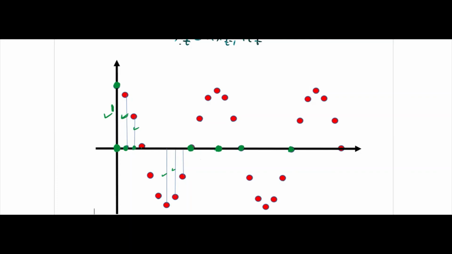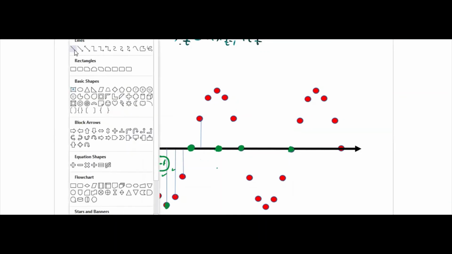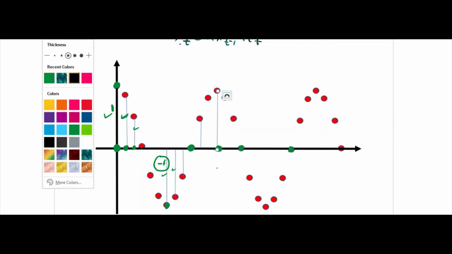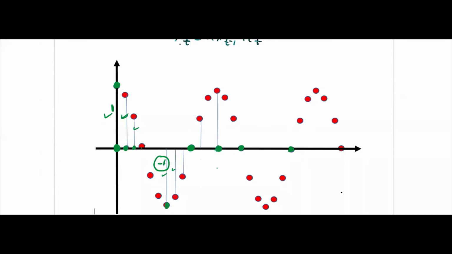If you come to 6 months, it will be -1. If this is 1, this is -1. Again the correlation will increase, and when you go to this one the correlation will be 1. So with a lag of 12 months, what does 12 months mean?